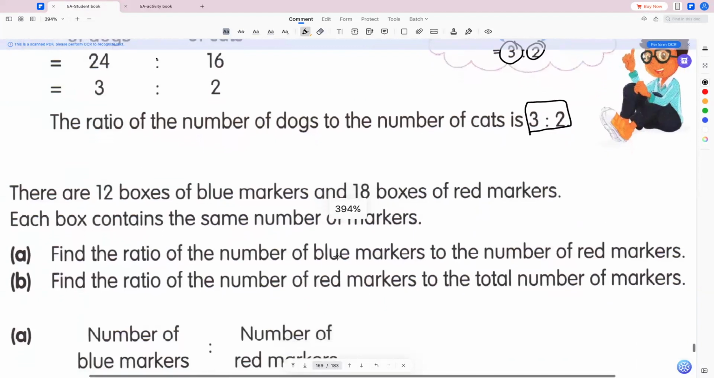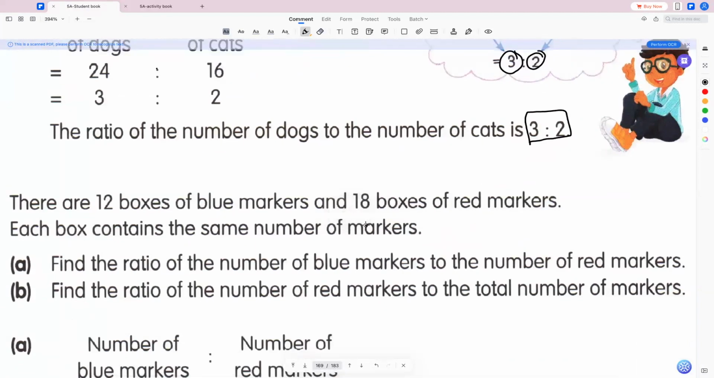There are 12 boxes of blue markers. Okay, I'm going to highlight that in blue. 12 boxes of blue markers and 18 boxes of red markers. Okay, so we have a mix of 2 different colored markers. Now, each box contains the same amount of markers, so we don't have to worry about that. We're just focusing on the number of boxes, okay?